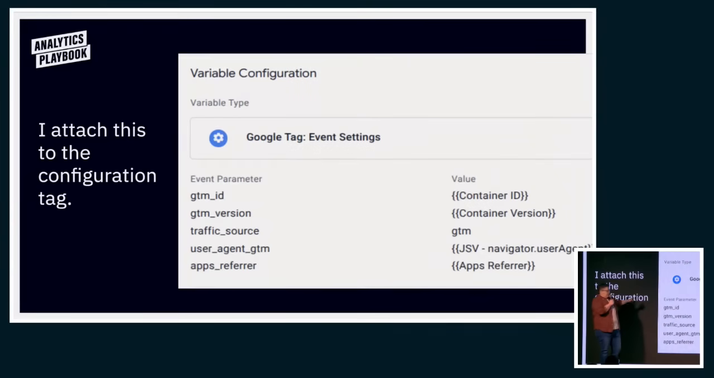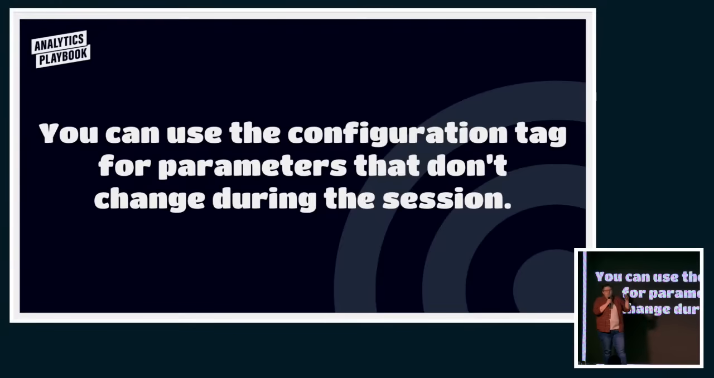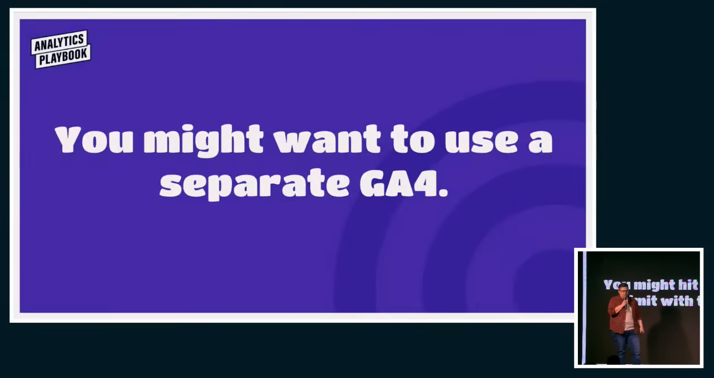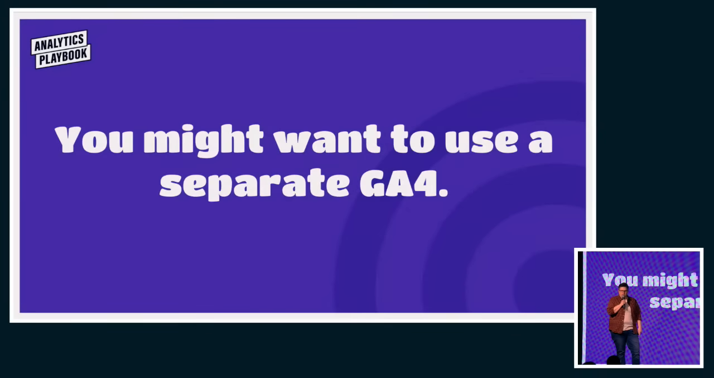I do attach this to the configuration tag, which is the tag that runs when GA4 first loads. You can use the configuration tag for parameters that do not change during the session, but you don't want to include anything there that does change during the session, like page path, for example. And as I mentioned, you might have that 100-character limit, so I'm working on that template to fix that up. And then one last tip is you might want to use a separate GA4 for this.